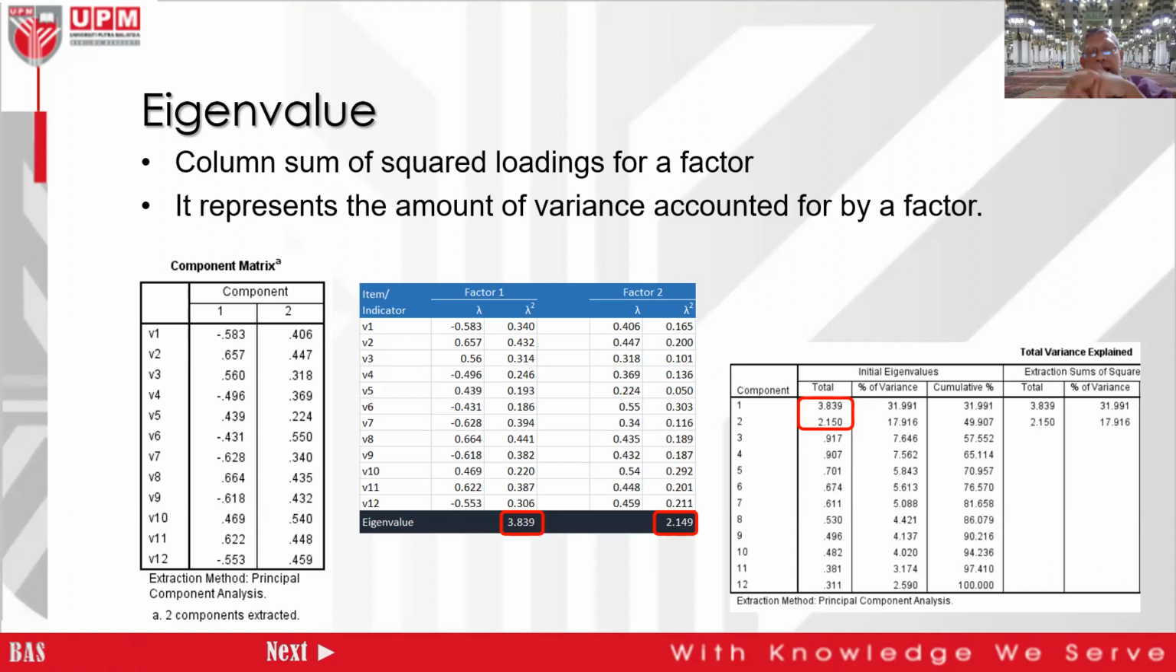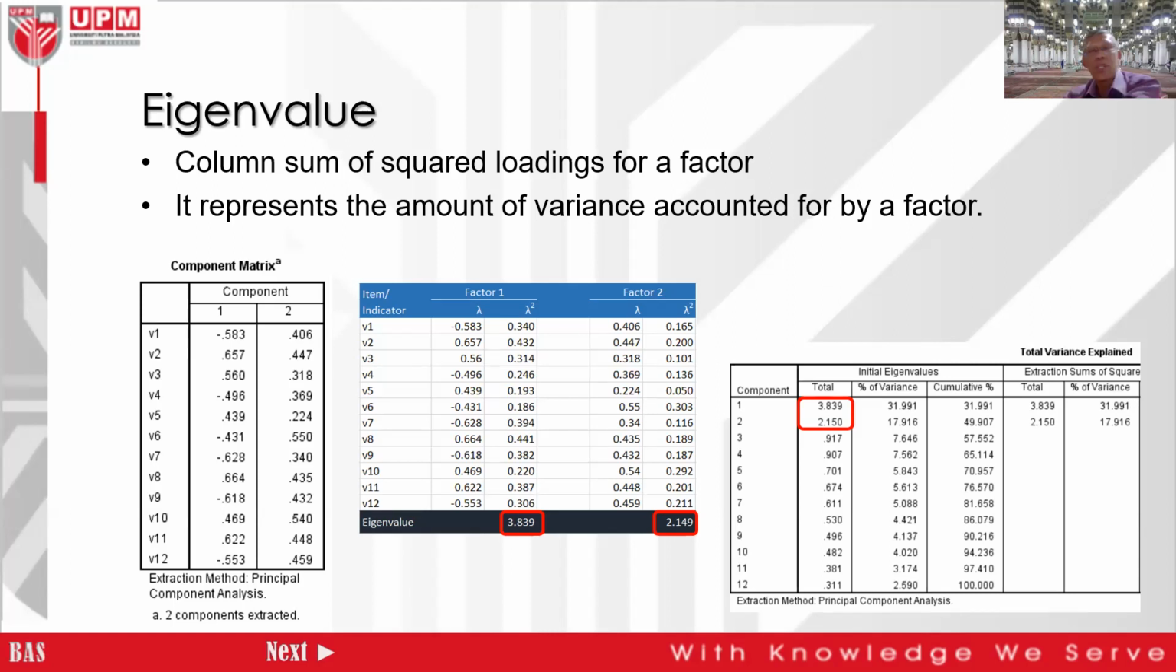How? We just get the factor loadings for each column, each column referring to each factor. Square each value of the factor loading, and simply get the total. That total will be the eigenvalue for that factor. For the other factor, do the same thing. Get the factor loading for each item for that particular factor, square each factor loading, get the total, and the total will be the eigenvalue for the second factor.